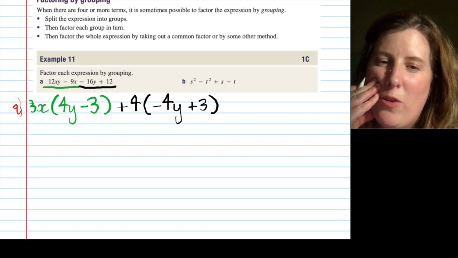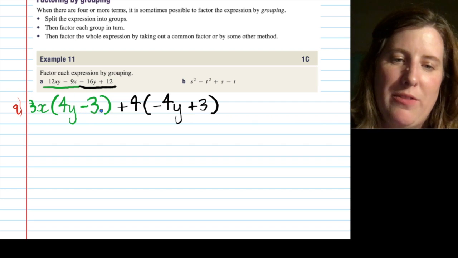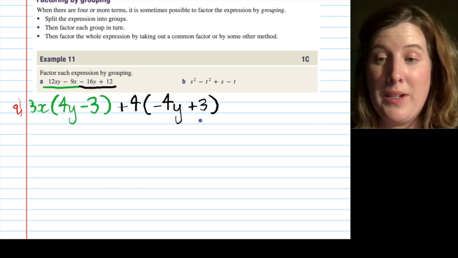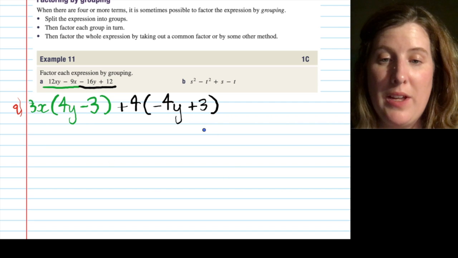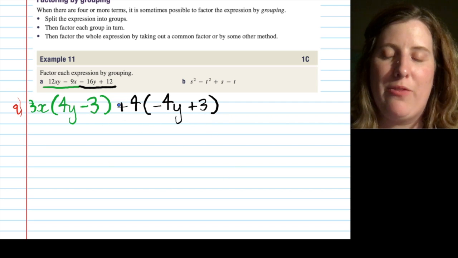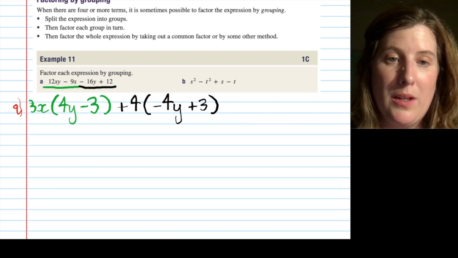I can't quite put them together yet though, because we don't have this one and this one being the same. But what's the only difference? The signs in this one are different. This is negative 4y, this is positive. This is positive 3, this is negative 3. You know what? If we took the negative out and made this a negative out the front, that would solve our problem. So I'm going to do that.